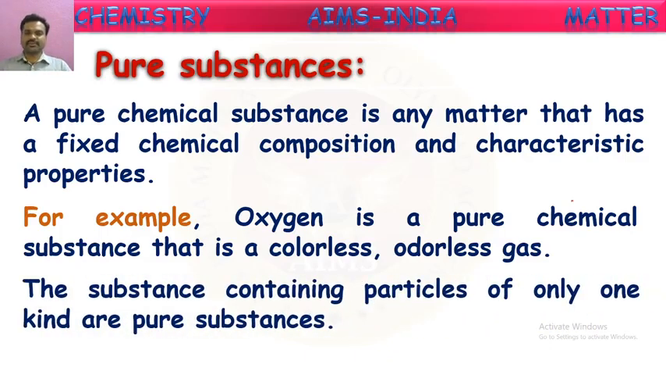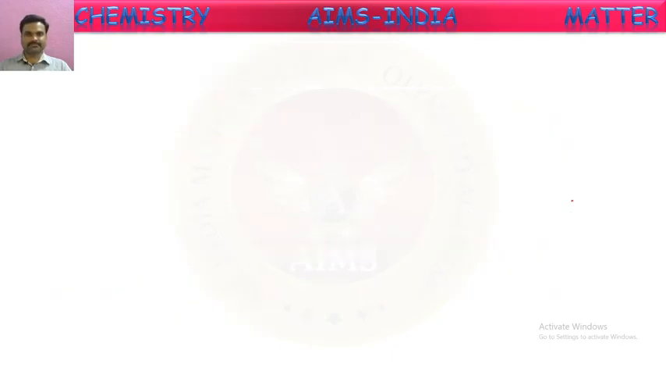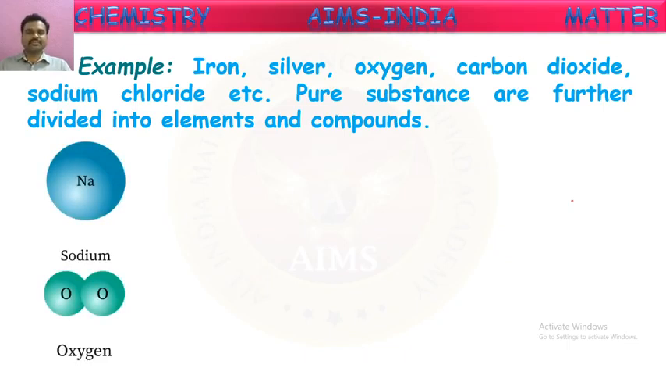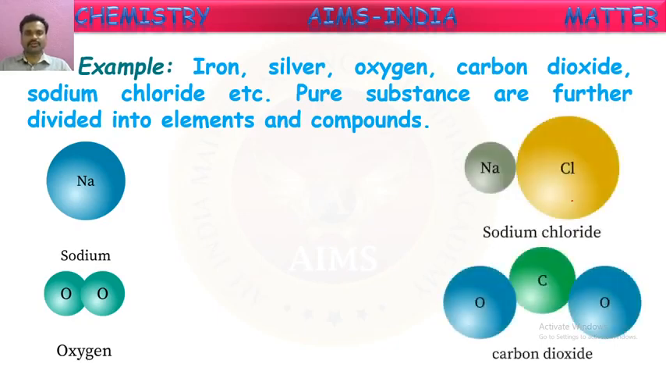Substances containing particles of only one kind are pure substances. We told this: if it contains only one kind of particle, then it is called a pure substance. Here they have given some examples of pure substances: iron, silver, oxygen, carbon dioxide, sodium chloride. Iron, silver, and oxygen are elements in pure form, made up of only one kind of atom. Carbon dioxide and sodium chloride are also pure substances, but they come under compounds, because their particles are made up of more than one kind of atom.